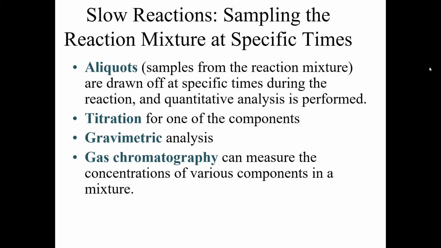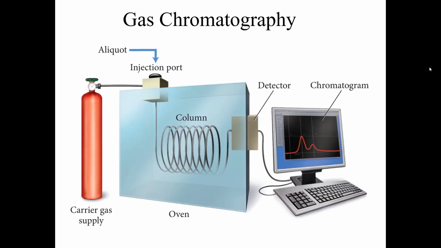There's also gravimetric analysis. I hope you remember what that is. If you don't, it means essentially you take one of the components, you precipitate it, and either filter or centrifuge the mixture and weigh the amount of that substance via the precipitate that it forms. Another interesting method is gas chromatography. This is when we have various gas components in the mixture, and we can use this technique called gas chromatography. Let me show you how that looks.